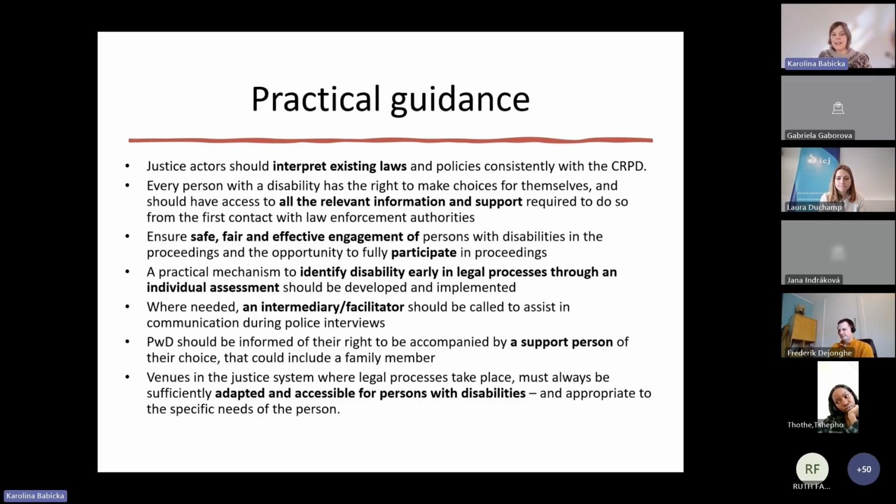There should be a practical mechanism to identify disability early in legal processes through an individual assessment. I didn't speak about it too much, but this is a big issue: disability goes unnoticed or unidentified in the proceedings, and therefore proceedings are not adapted. Where needed, there should be an intermediary or facilitator invited to assist the court, and persons with disabilities should be informed of their rights, especially to be accompanied by a support person, or other adaptations should be made.